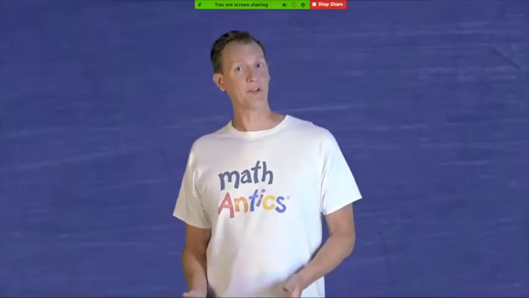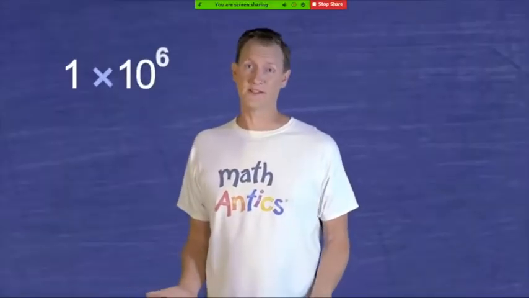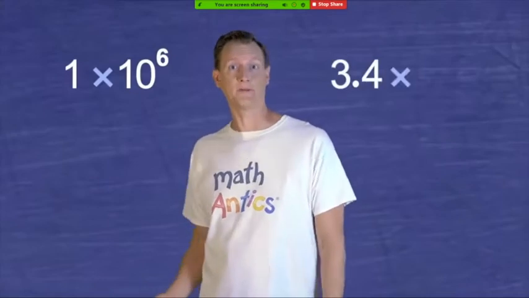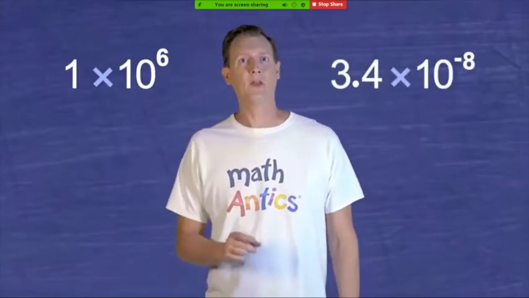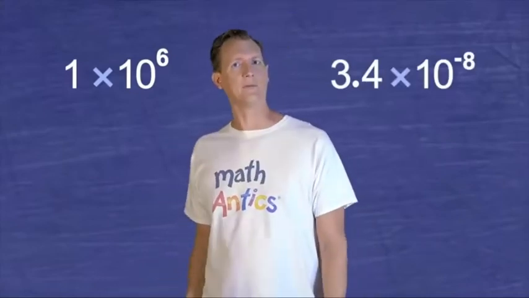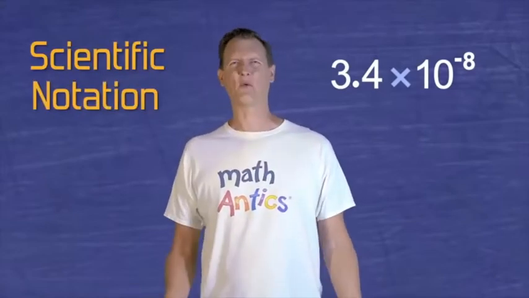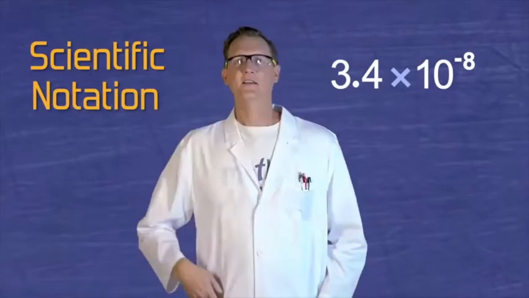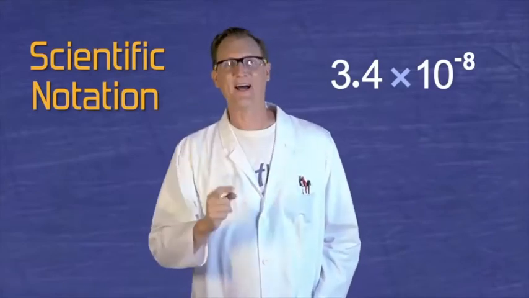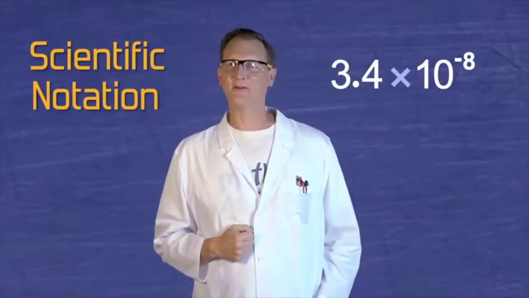Have you ever heard people use numbers like 1 times 10 to the 6th, or maybe 3.4 times 10 to the negative 8th? Well, those are examples of a way of writing numbers called scientific notation. That didn't sound quite right. Let me try that again. Scientific notation. Yes, that's better.